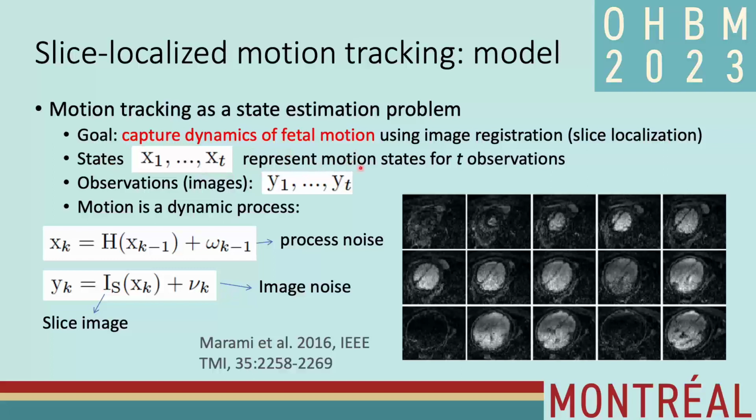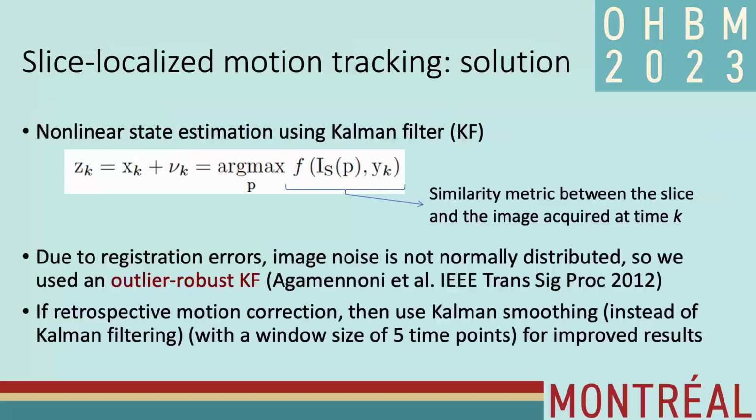So states here represent motion states for the T observations. Every observation is one slice acquisition at time point T, and we have these slices that are acquired from the fetal brain using the MRI. And so with the Kalman filtering or state space estimation, we model it as a dynamic process with those states and outputs with process and image noise. Our solution to it is nonlinear state estimation with Kalman filtering.